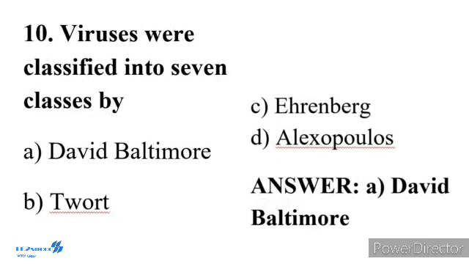Question number 10, viruses were classified into 7 classes by. Option A, David Baltimore. Option B, Twort. Option C, Ehrenberg. Option D, Alexopoulos. So the correct answer, option A, David Baltimore.